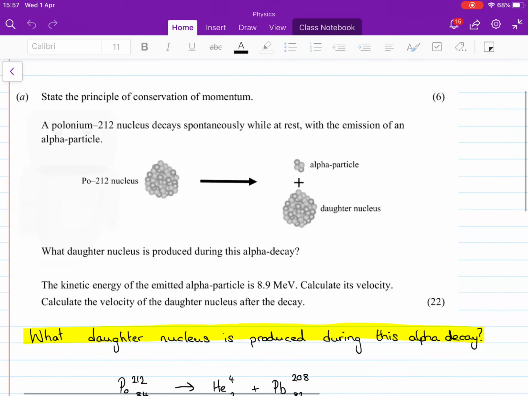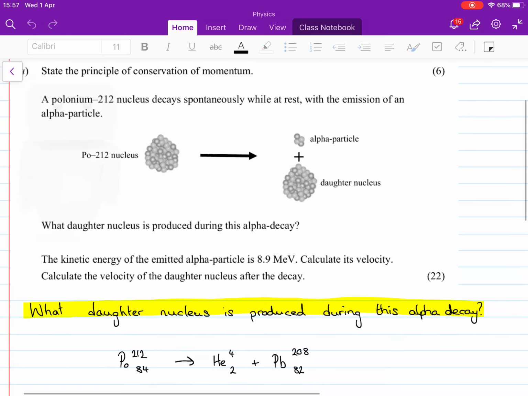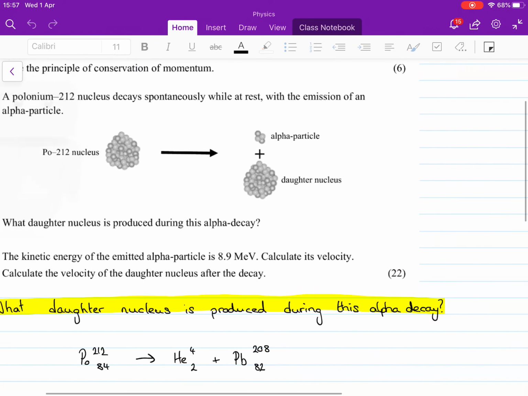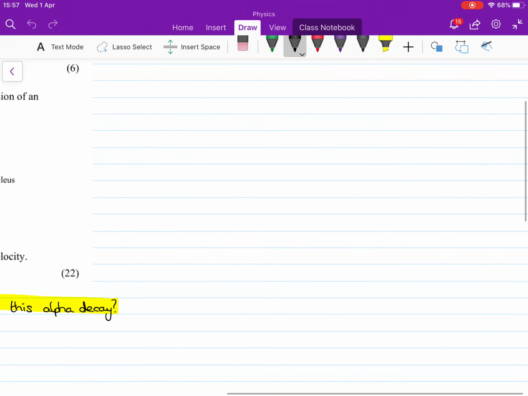Okay, so if we look at the first part of this question, what daughter nucleus is produced during the alpha decay? So the important thing here is you have to know how to represent an alpha, beta, or a gamma particle. An alpha particle is a helium nucleus, mass number 4, atomic number 2. A beta particle is an electron. Now really we know it doesn't have a mass of 0, but for radioactive equations we write the mass as 0. And gamma ray is light, electromagnetic radiation, it's not a particle.